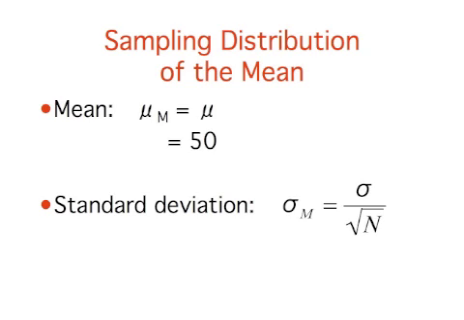The first step is to determine the sampling distribution of the mean. As shown in an earlier section, the mean of the sampling distribution of the mean is equal to the population mean, which in this example is 50. The standard deviation of the sampling distribution of the mean, also known as the standard error of the mean, is equal to the population standard deviation divided by the square root of n.